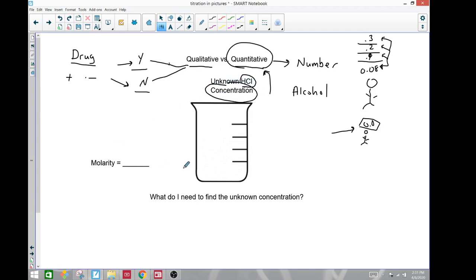So what do we need if we have a solution here? What do we need to find the unknown concentration? Well, molarity is moles per liter. So I need two pieces of information to find this out.